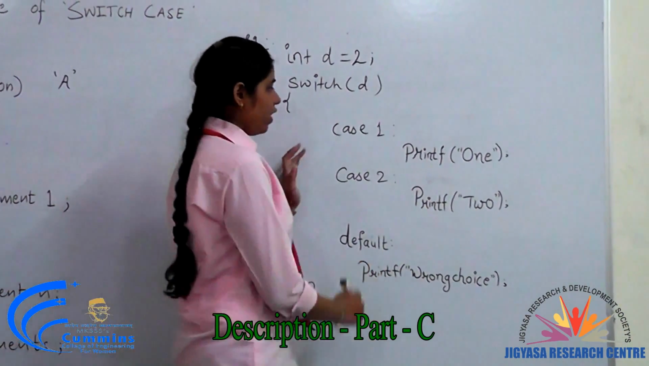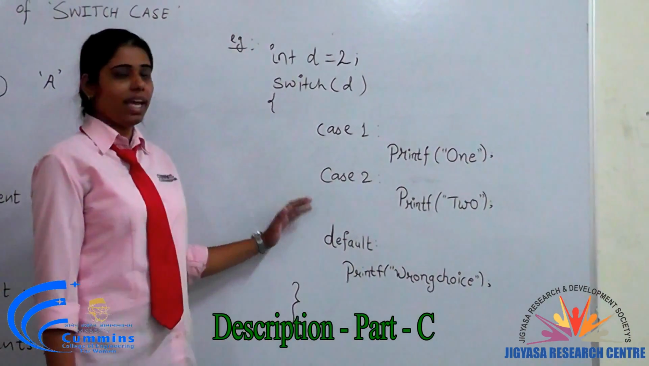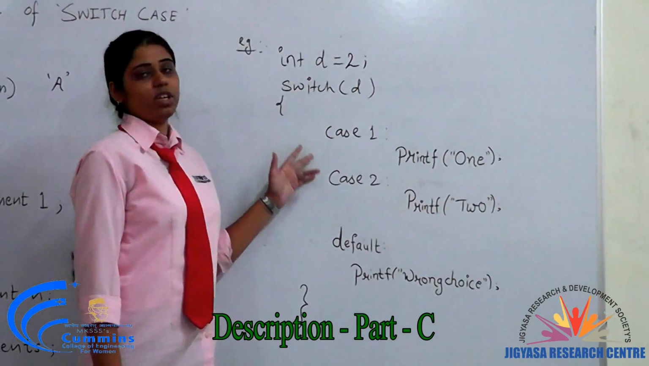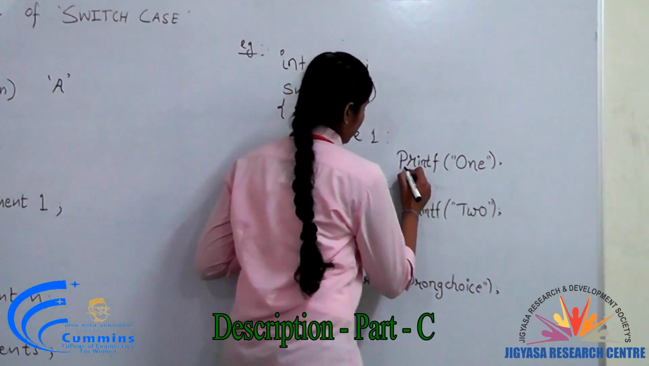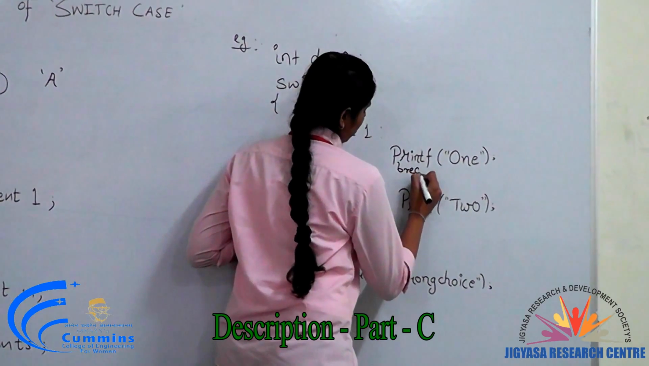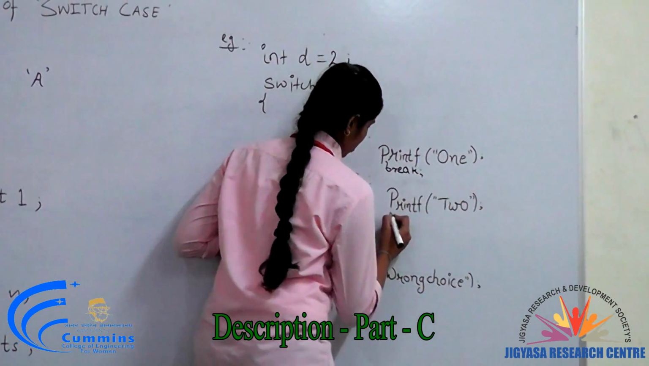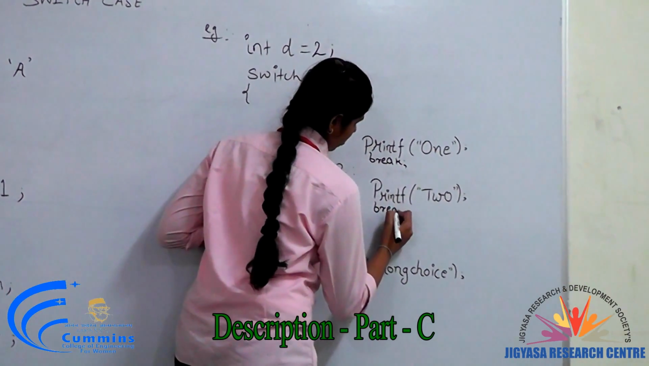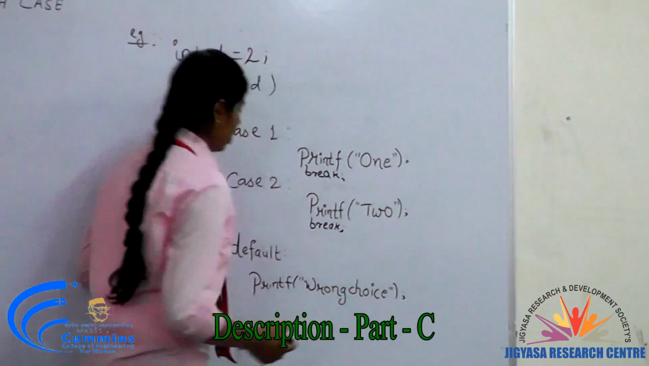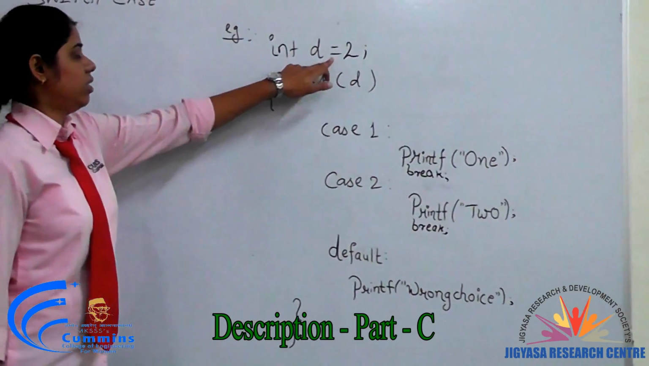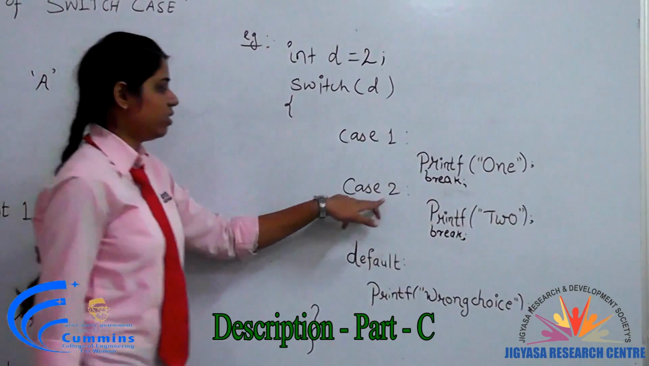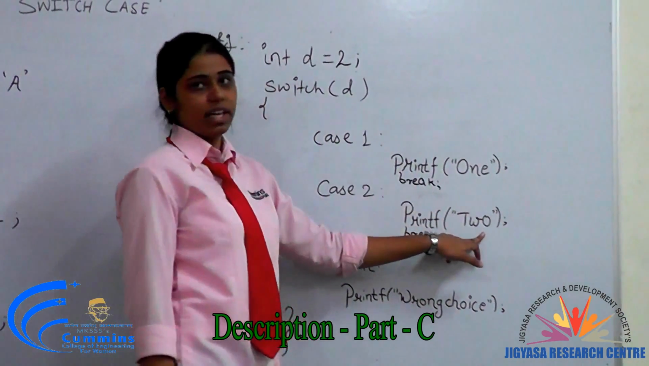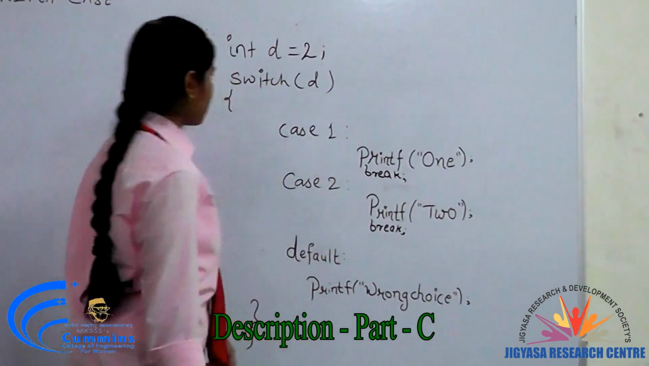So if we want only one of the cases to be executed, then at the end of each case we have to write break, that is, after the first case and then after the second case. Now it will check 2 with case 2, and the statement written under printf will be executed.